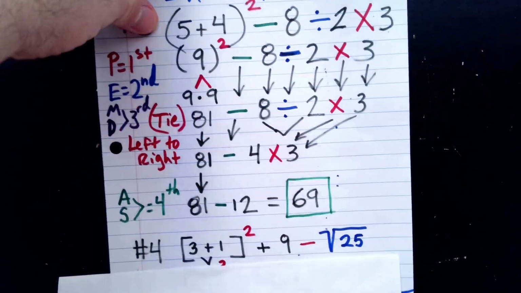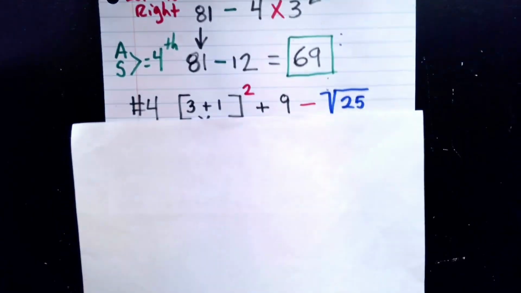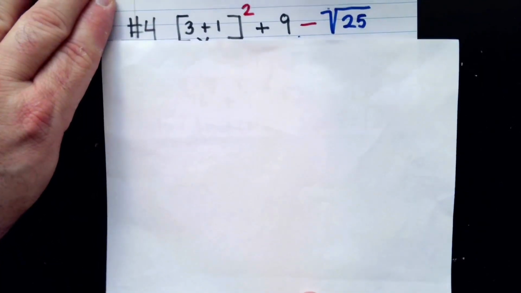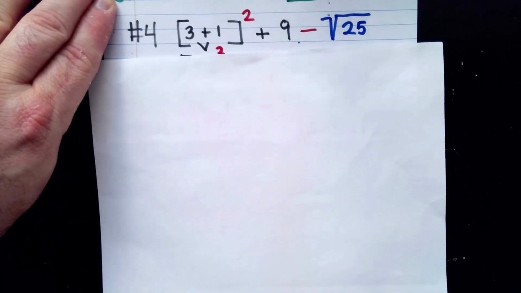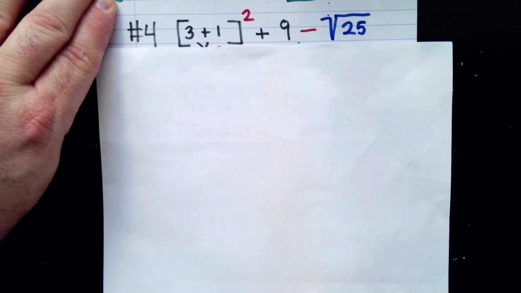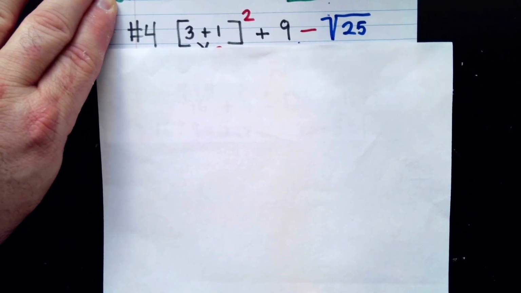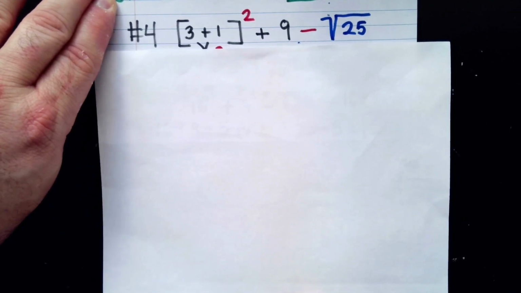And finally, I've got another quick example here, problem number 4. And again, remember these recorded videos, you can rewind, pause, fast forward at any time. So problem number 4. We have (3 plus 1) raised to the power of 2. Those are inside the brackets. Raised to the power of 2 plus 9 minus the square root of 25.